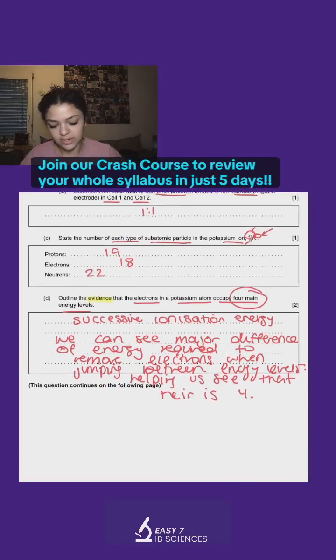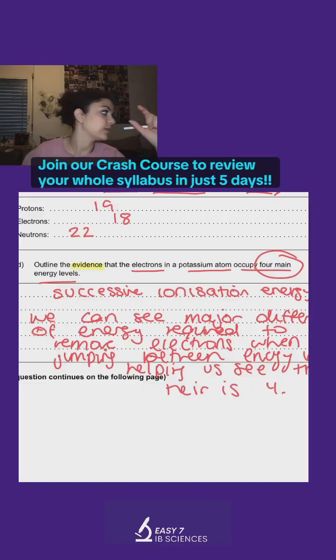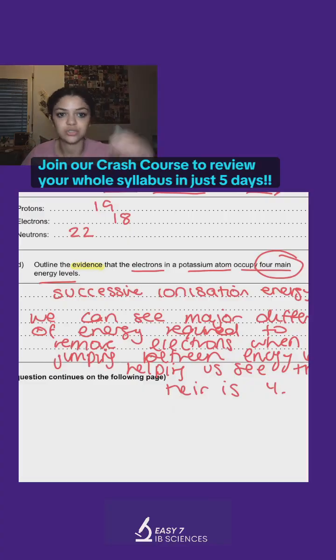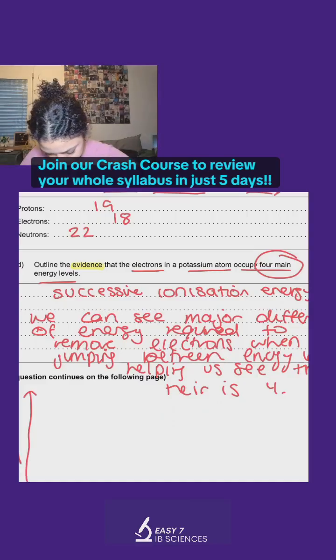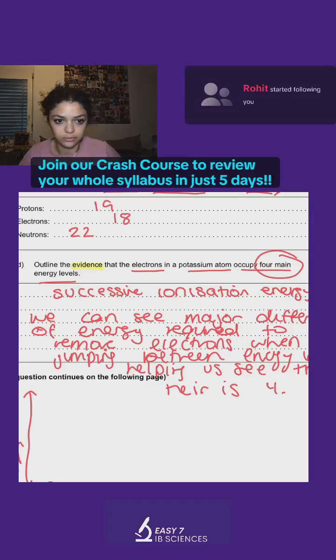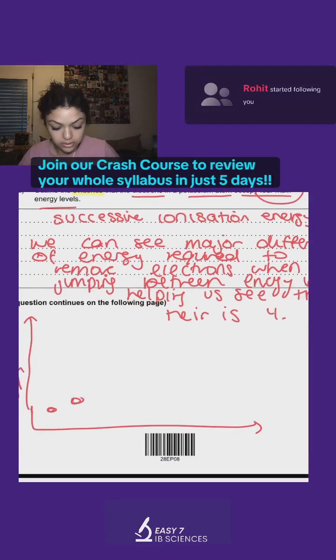So successive ionization energy, remember ionization energy is the amount of energy required to remove 1 electron. So successive ionization energy is just you continuing to remove more and more electrons. So if I draw the graph, and this is energy, and this is number of electrons, whatever. Here, the first one's going to be hard to remove. But the second one, let me scroll down. Second one's going to be harder to remove.